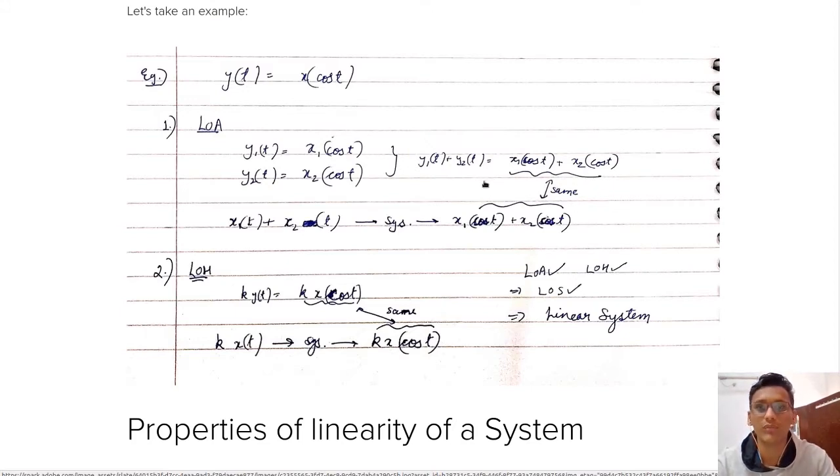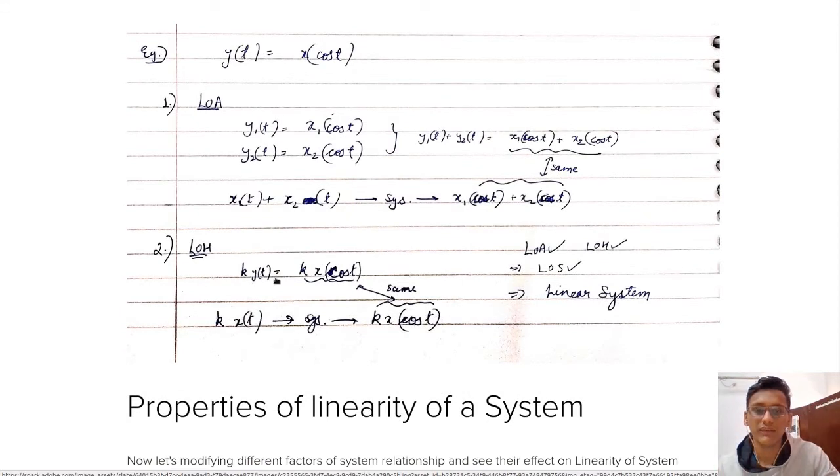Now let's check the law of homogeneity. Multiplying the output signal with k, we get k x cos t, and then if we first multiply k with x(t) and then pass it through the system, we get k x cos t. So these two are the same. That means the system is also following the law of homogeneity. It implies the system is following the principle of superposition, and we can say the system is a linear system.